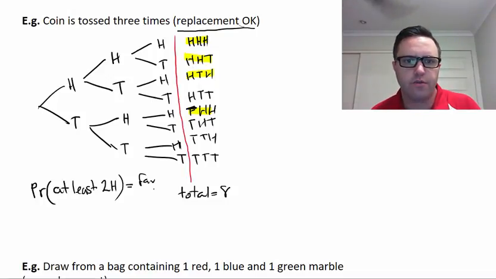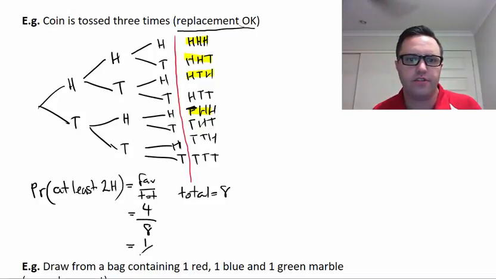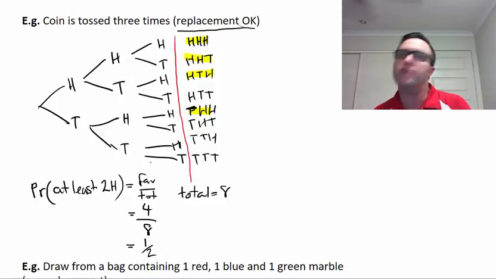So we've got favourable over total. Favourable is 4 times, our total is 8, so that means half the time we should expect to get at least 2 heads out of our total number of outcomes. So that's how a tree diagram works. They can get big and crazy, but it's important to make sure every event gets done at each stage, okay?